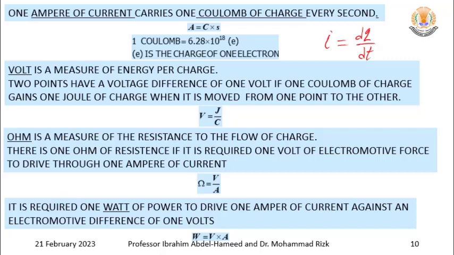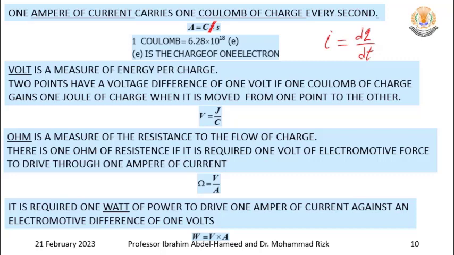So what is the unit of the current? Ampere. It's coulomb per second. So this one should be corrected to per second. And you know the electron charge is 1.6 times 10 to the power of minus 19, so to get 1 coulomb you need about 10 to the power of 18 electrons. So coulomb is a huge quantity.